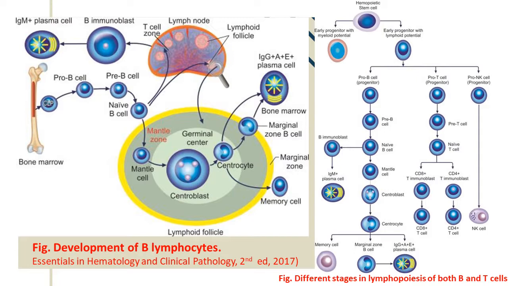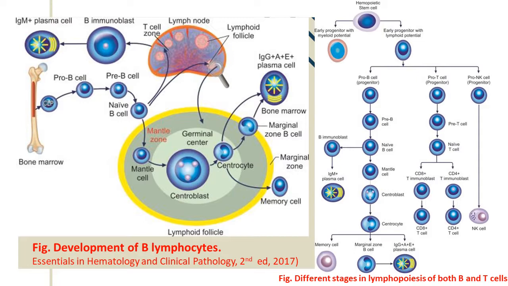These centrocytes differentiate into plasma cells, producing immunoglobulin G, A, and E. These cells produced in the germinal center enter the peripheral blood and home to the bone marrow. Secondary is the memory B cell, and the other cell is the marginal zone B cell. They can also differentiate into plasma cells.